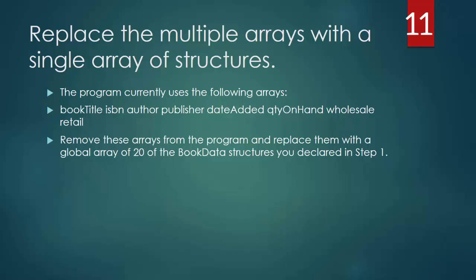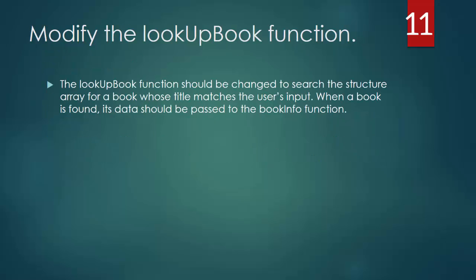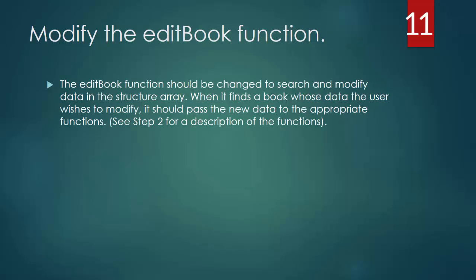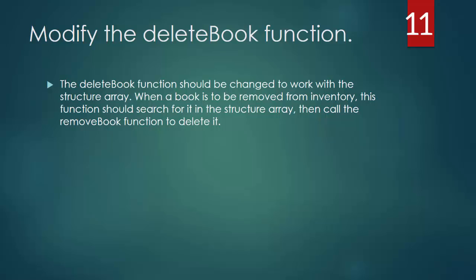Now, we have multiple arrays right now, and we have to replace them with a single array of structures, and we will modify the lookUpBook function in our inventory menu. It should be changed to search the structure array for the books, and when a book is found, then the data should be passed to the bookInfo function. The same with the editBook function, and the same with the deleteBook function as well, except this one will also be using isEmpty and the removeBook function as well.